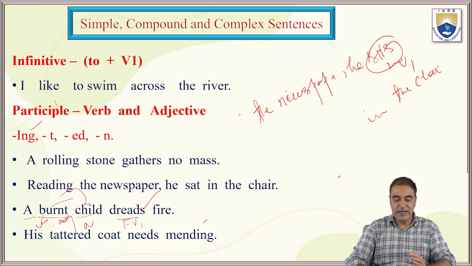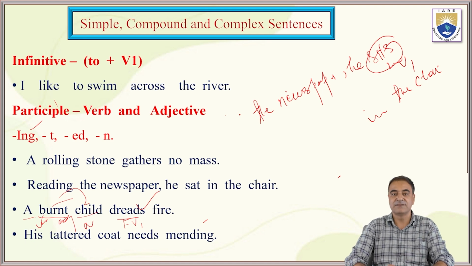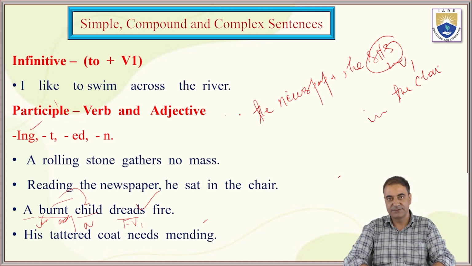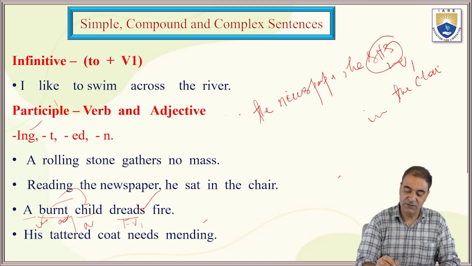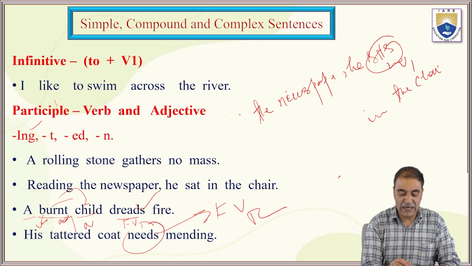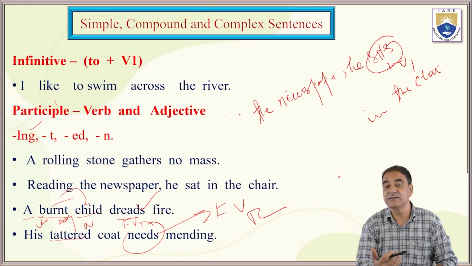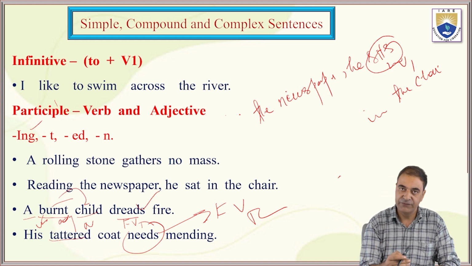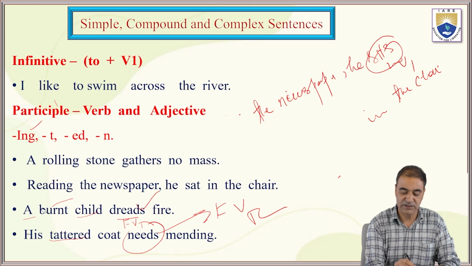And if you look at the next example, his tattered coat needs mending. Here again, we have one finite verb, and that's needs. It shows the present time. Then we have tatter. We use tatter as a verb also. Therefore, we can say that this word tatter, it's a verb.